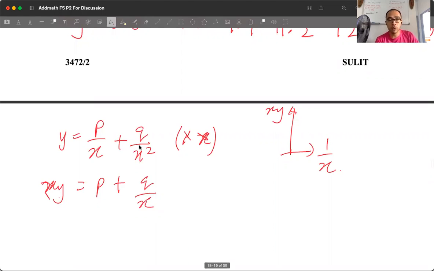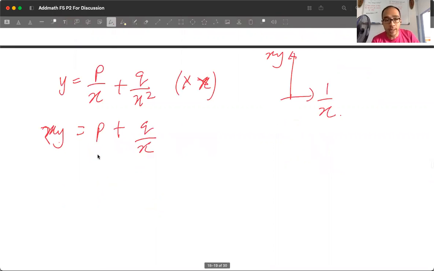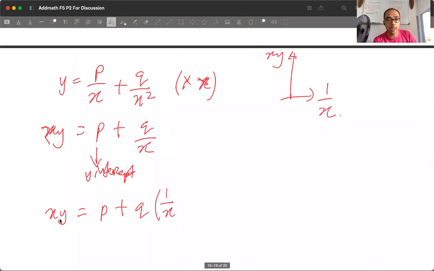Now to help you look at this a little easier, let's split it in 2. This is obviously the y-intercept already, no need to think. Only this part might be a bit confusing. So let's split this up: P plus Q, and then you have 1 over x. This is the y-axis, this is the x-axis as here. And this one will be the y-intercept, therefore Q must be the gradient.